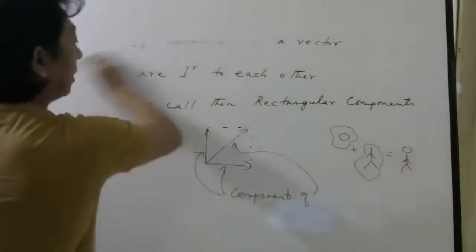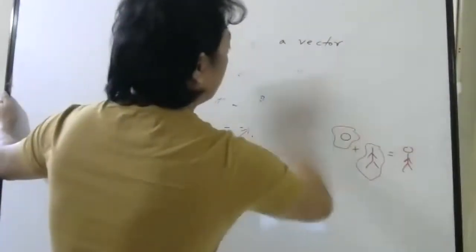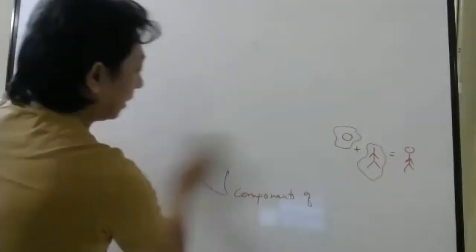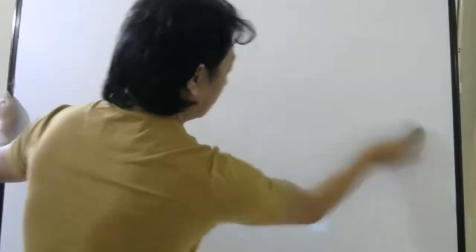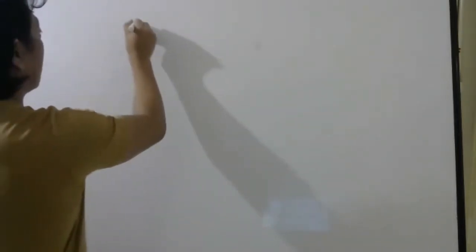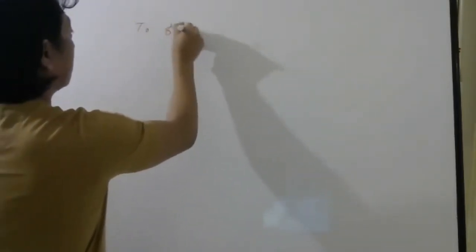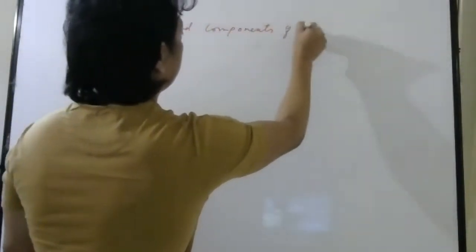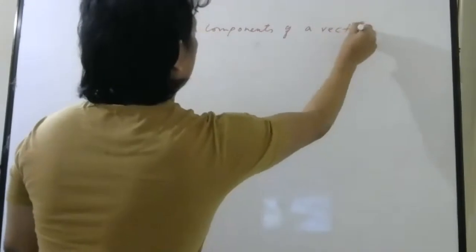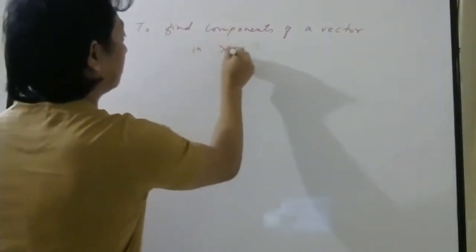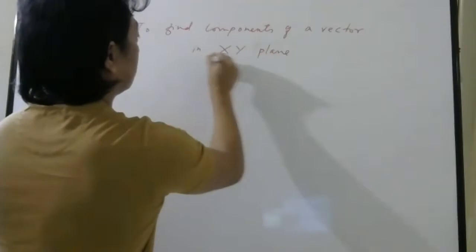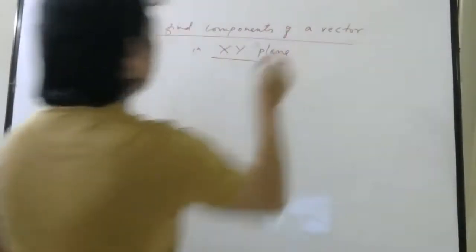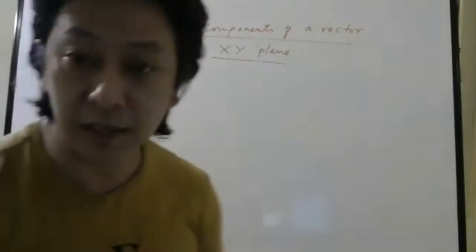So we are going to learn about rectangular components of a vector and many other things related to components of a vector. So let us start. First thing we will study is how to find components of a vector in xy plane.